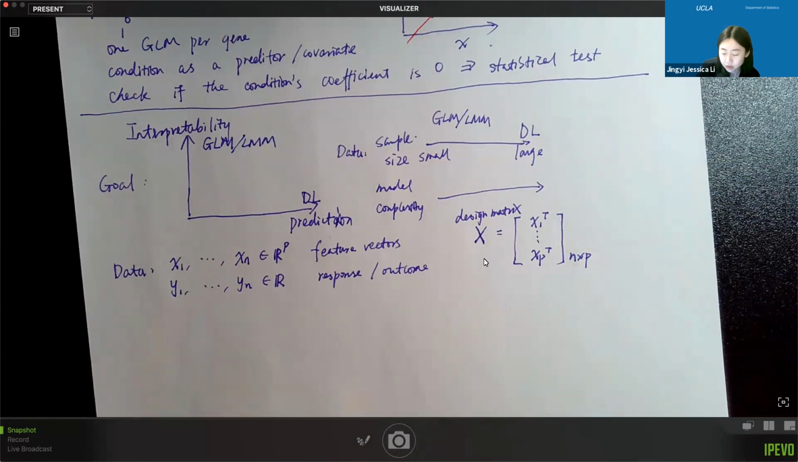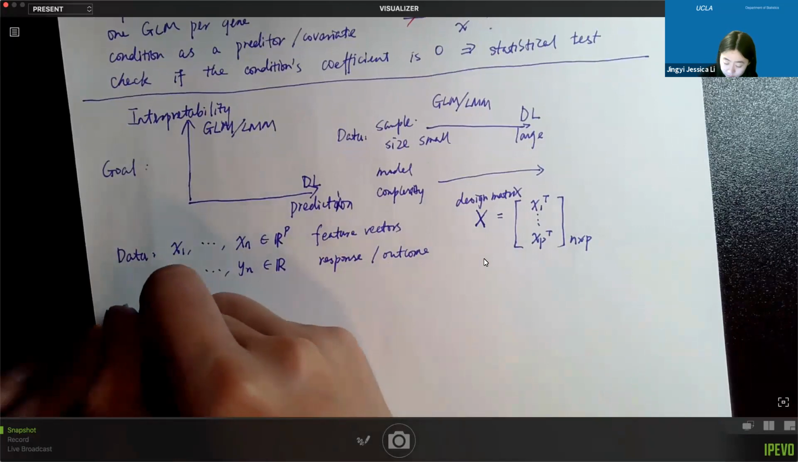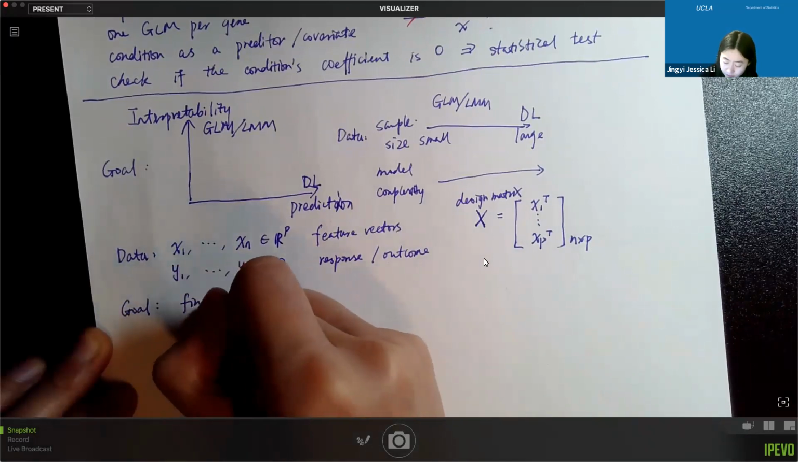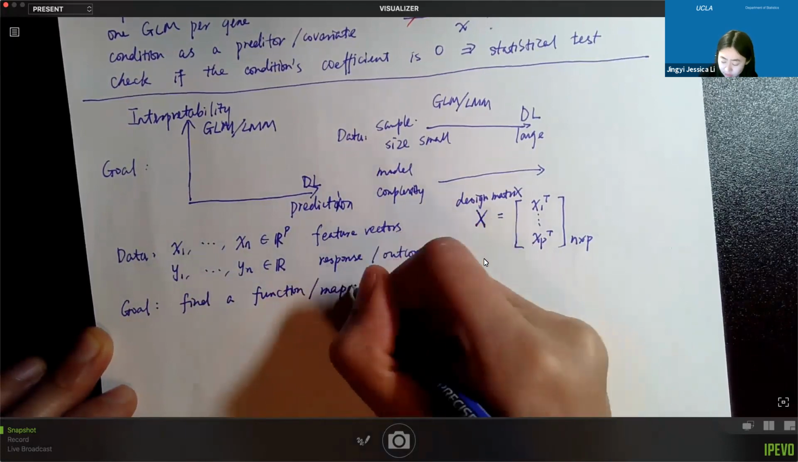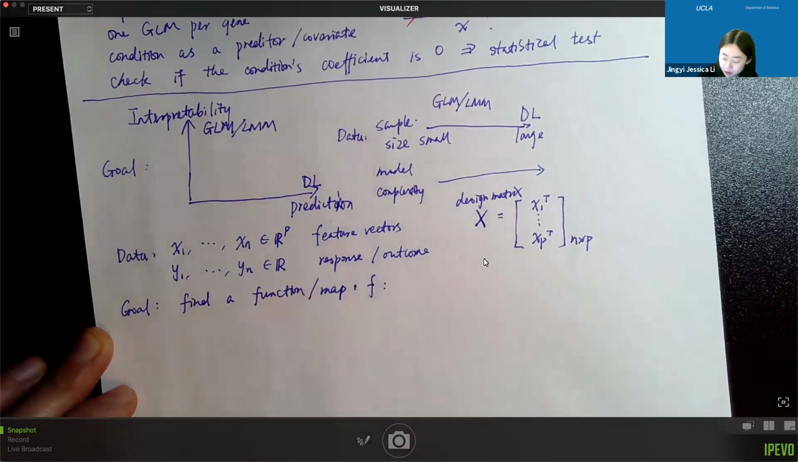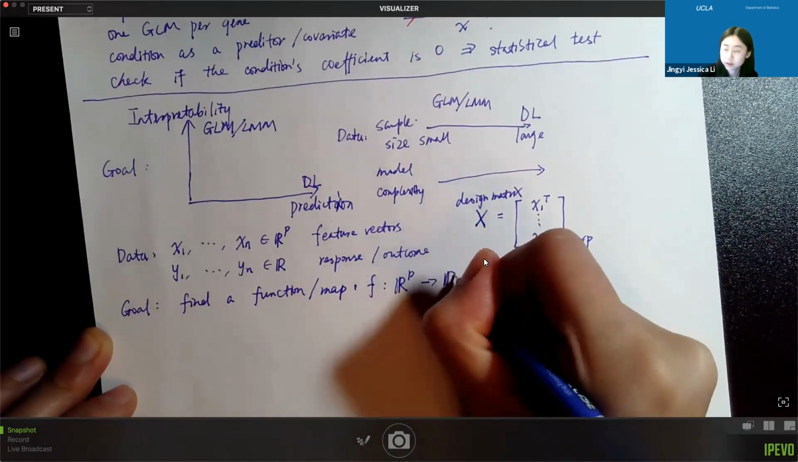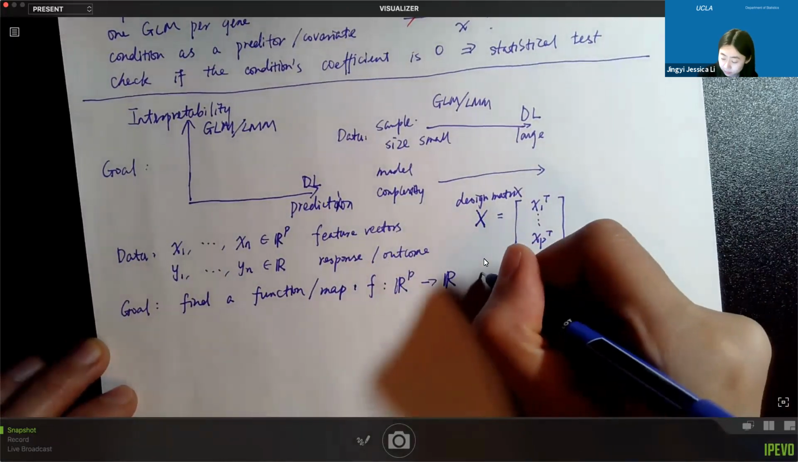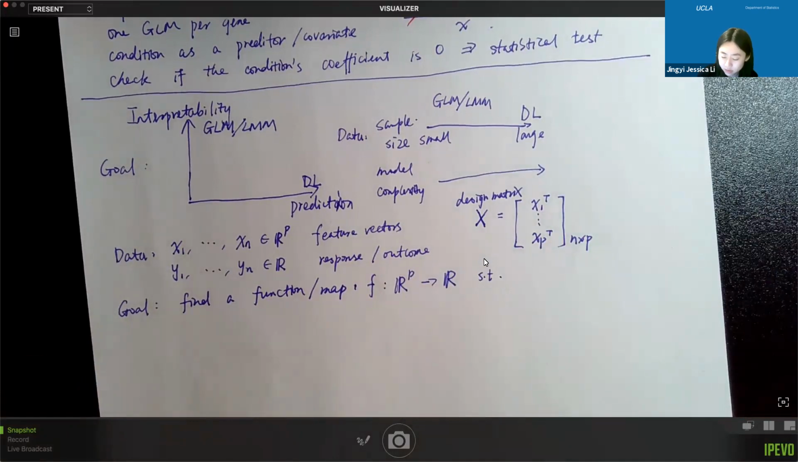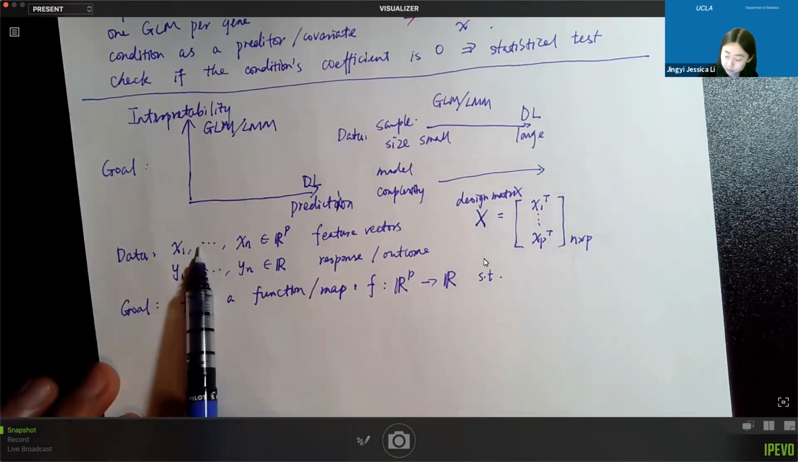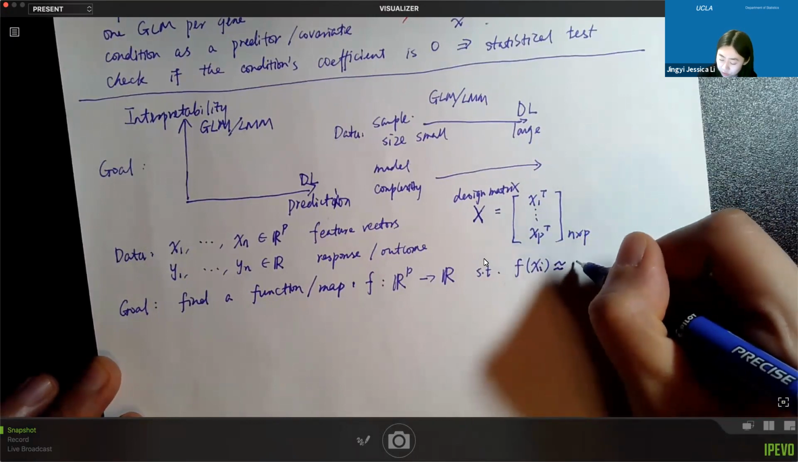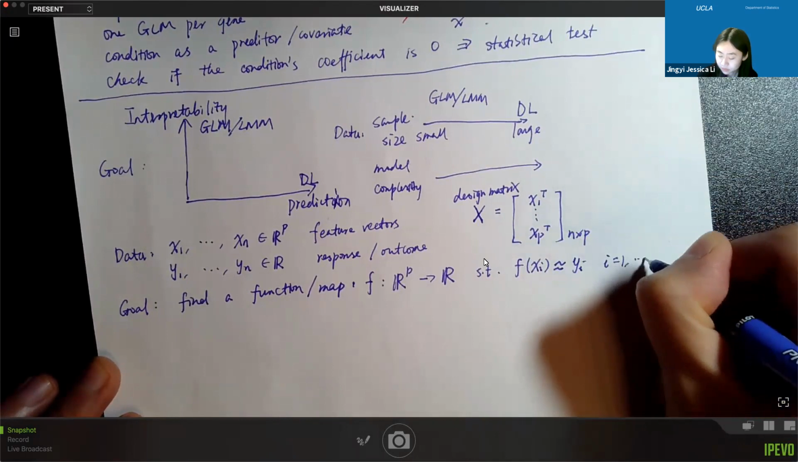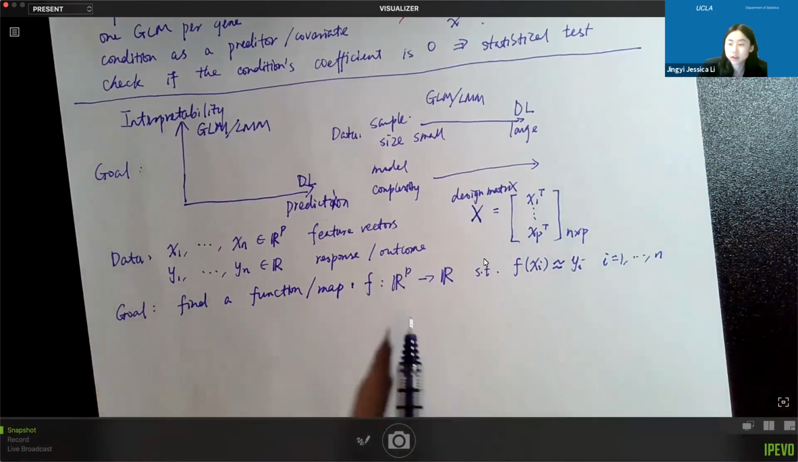And so for supervised learning, what we want to learn is to find a function. Mathematically, a function is a map. Let's say that we call it f. This f maps from the p-dimensional space to the one-dimensional space. Here I'm going to write it in a very ad hoc way. What we mean is that we want to find a function so we can predict the response from the feature vector, such that we want f(xi) to be close to yi for all the i's. That's our goal.